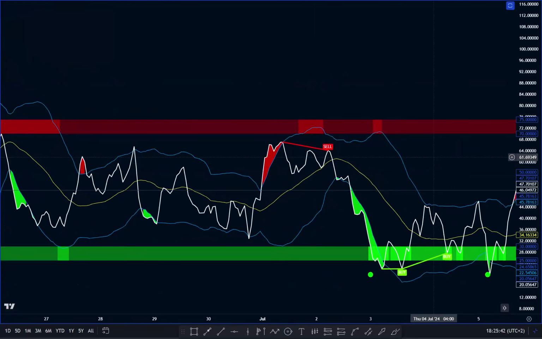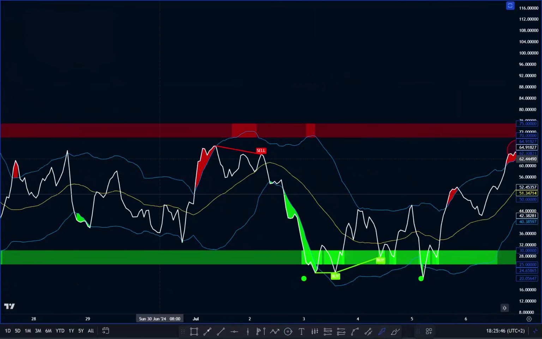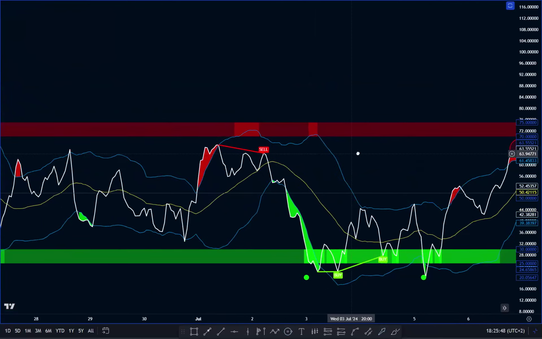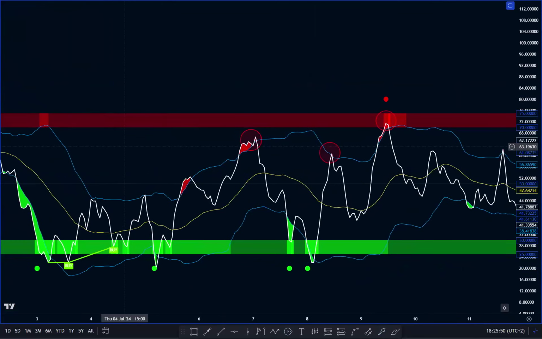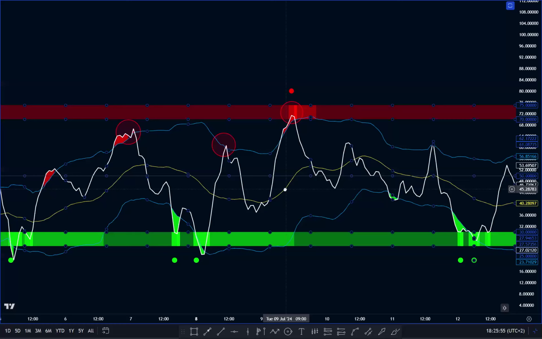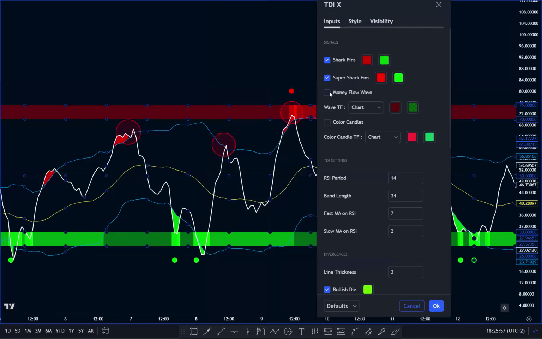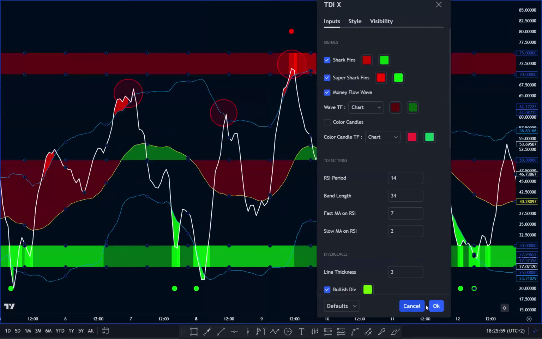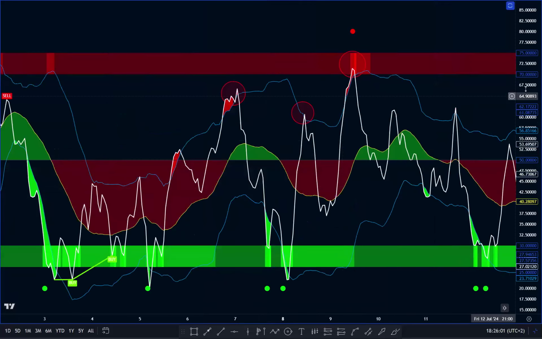So the top part is the overbought, and the bottom is oversold. Is that what it is? Yes, that's about right. The money flow ones? Yeah, this is the money flow. I've got it turned off at the moment, but if we turn it on, there's the money flow. The money flow can also help you find divergences.